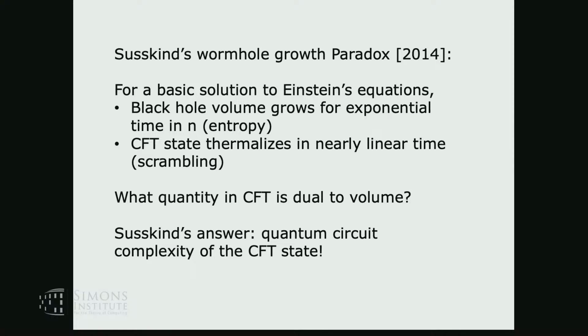And the answer he came up with was, obviously, that it is the quantum circuit complexity of the CFT state. As the CFT state is evolving in time, you can talk about the quantum circuit complexity, meaning you start with the all zero state or some simple state, and find the size of the minimum quantum circuit that will output the state at time t. That's the quantum circuit complexity of that state. And his answer was, this must be dual to the volume.